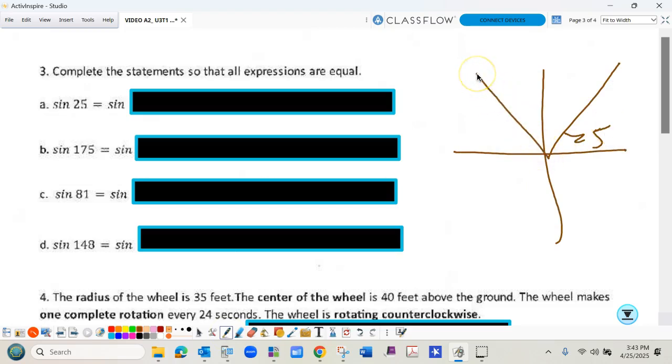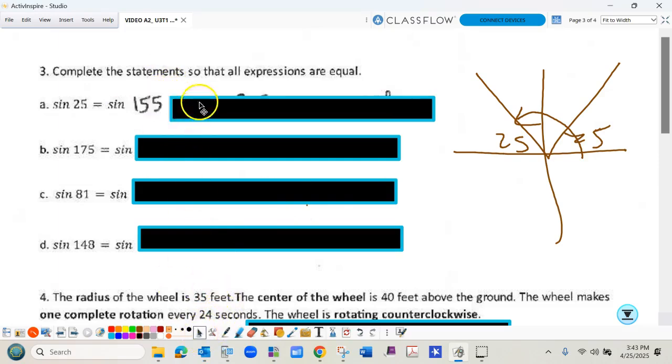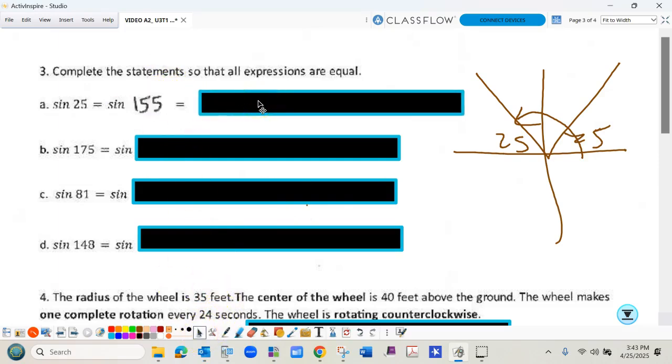So if I reflect over y, this reference angle is 25, and this rotational angle is 155. So that's one way to do it, because I've got points at the same place. There we go. So 155.